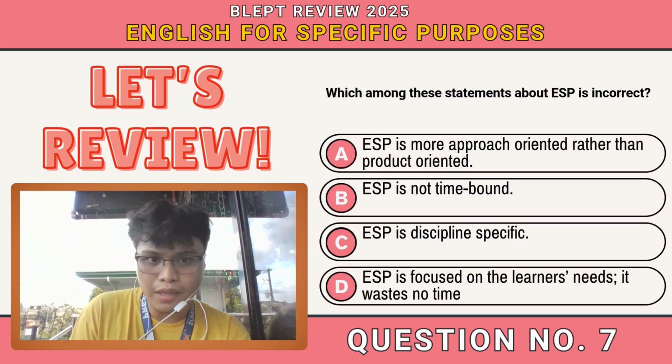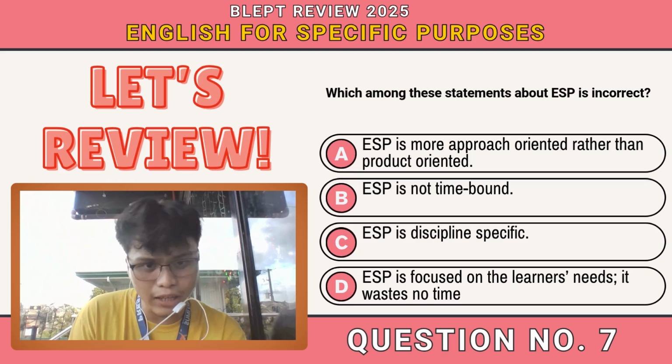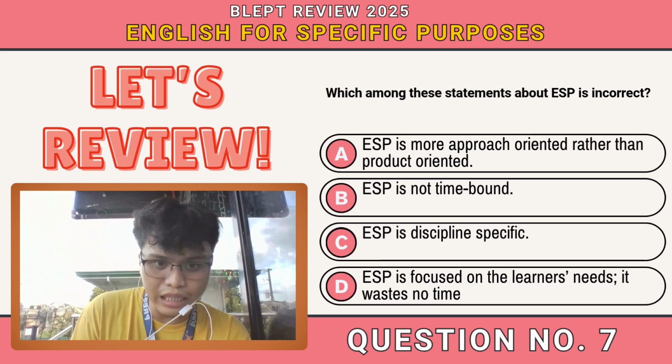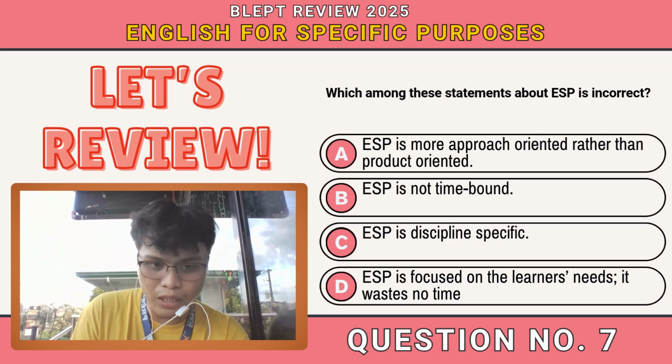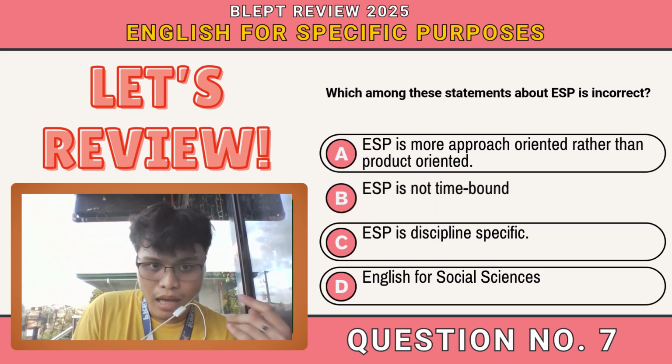So for our next item, which among these statements about ESP is incorrect? A, ESP is more approach-oriented rather than product-oriented. B, ESP is not time-bound. C, ESP is discipline-specific. Or D, ESP is focused on learners' needs. It wastes no time. I will give you some time to pause the video. The correct answer is letter B, ESP is not time-bound.